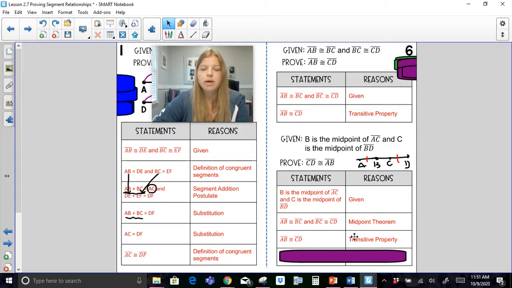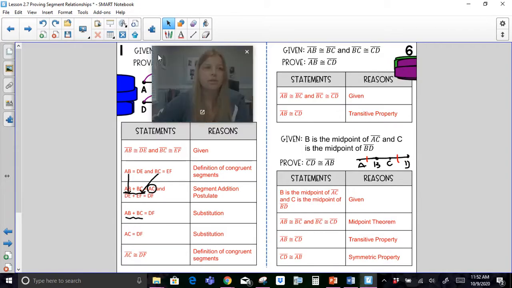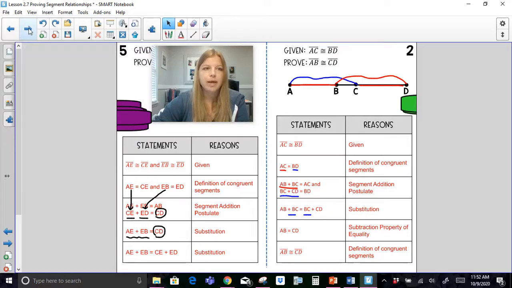The only reason why there's one more step here is look at the order we're trying to prove it in. It says segment CD is congruent to segment AB, and that would be our symmetric property. So remember, if you have to reverse the order, make sure you use that symmetric property. Okay.